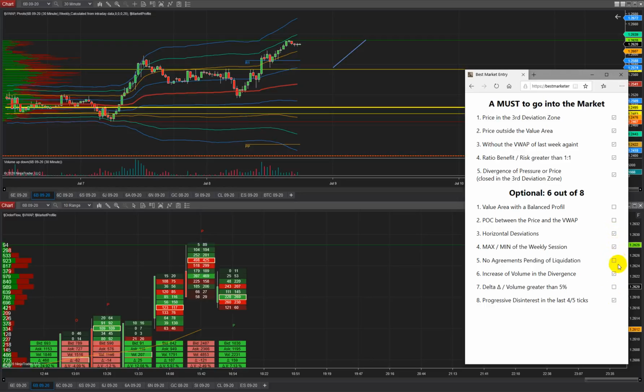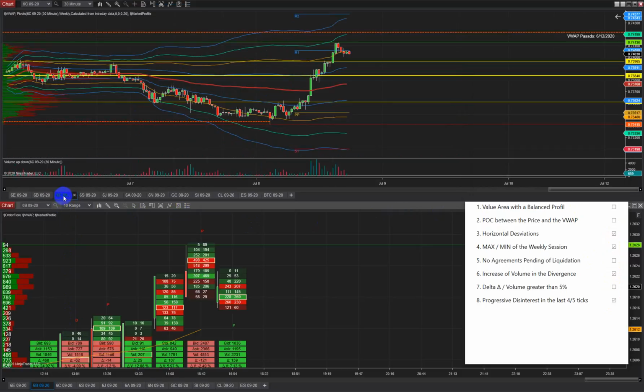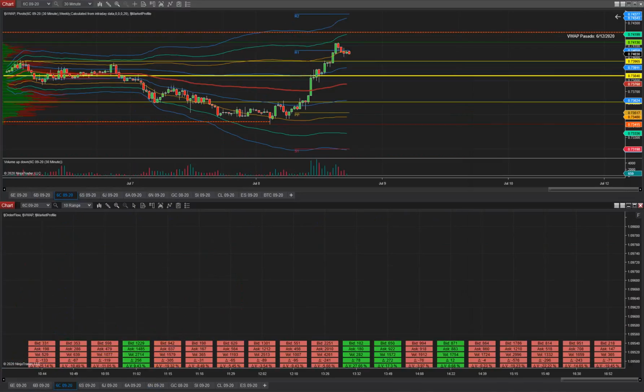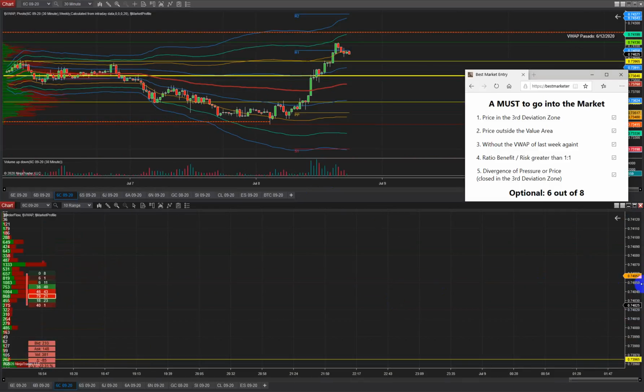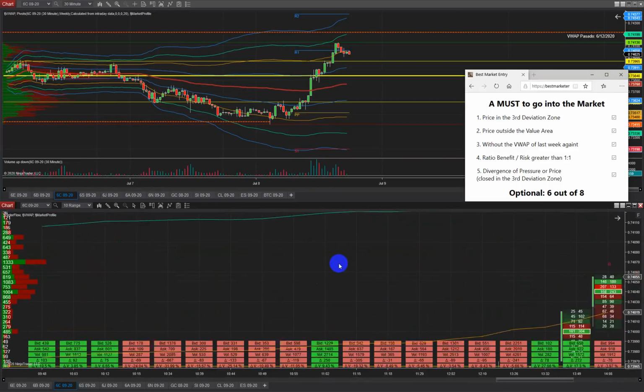But 1, 2, 3, 4, and I need 6 of 8 to look if I can go in. So no good. Let's go with the Canadian. Let's go with the range. See how the range was in its max peak.